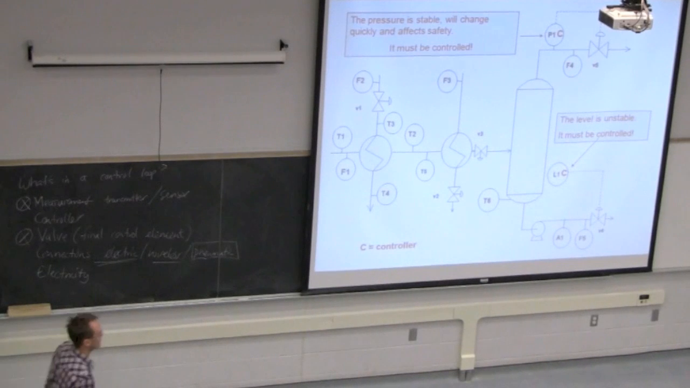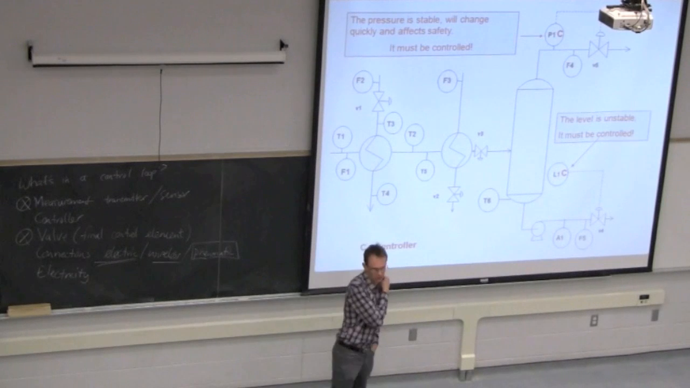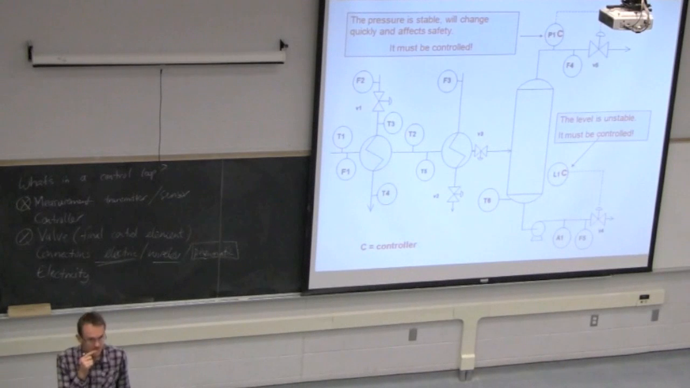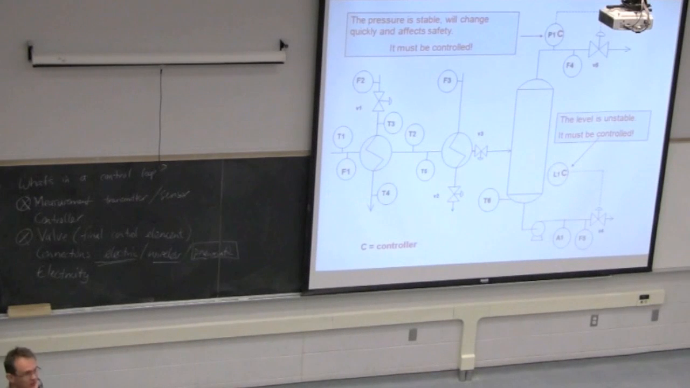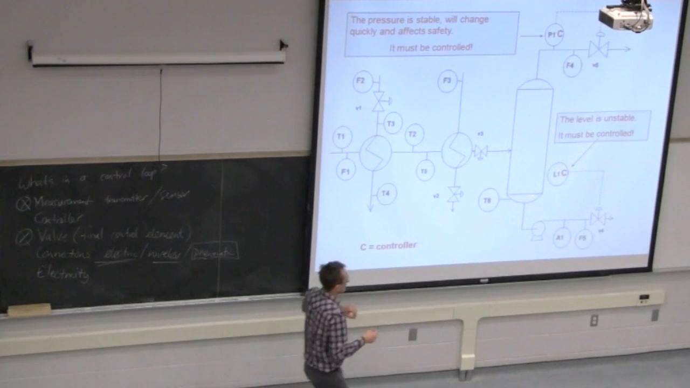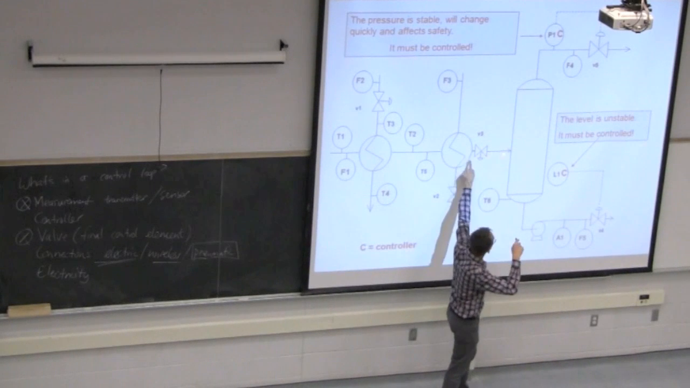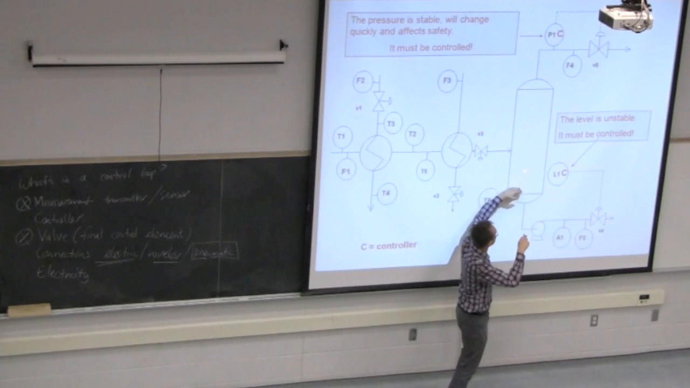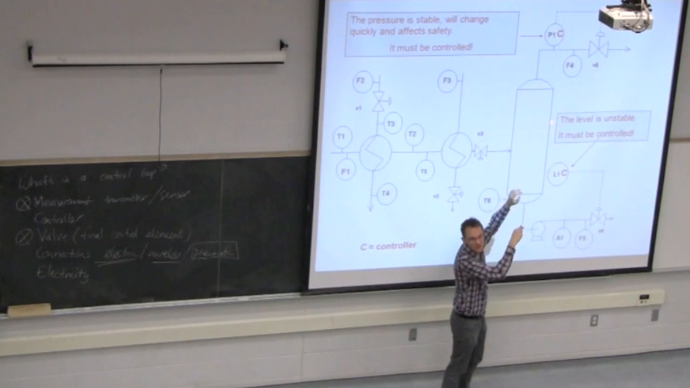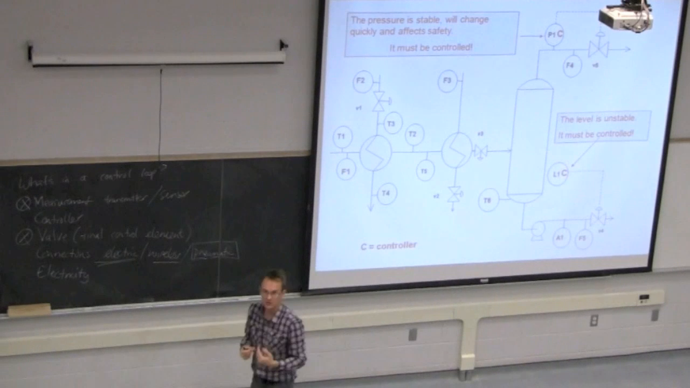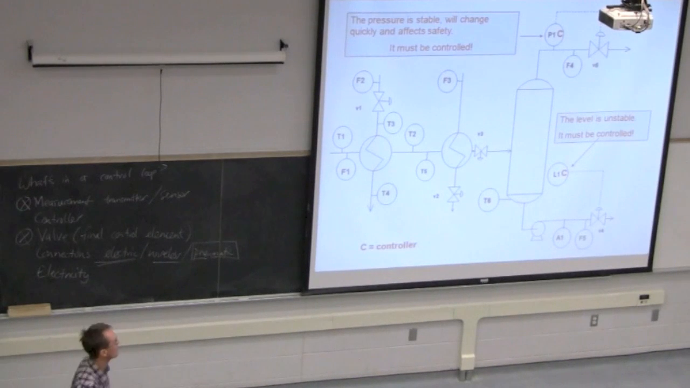V4, the level controller. Should it fail open or closed? Open? Closed? Anyone closed? No? Okay, open as well for similar reasons. If this valve failed closed, we would have a potential where this feed still coming in is going to build up a level that's going to rise and rise into this vessel and then overflow into the vapor stream. And the vapor stream is not intended to have liquid. So downstream from that, we're not expecting liquid.